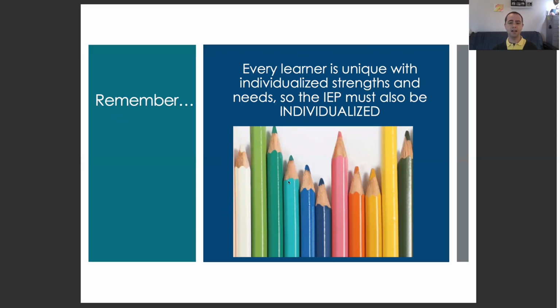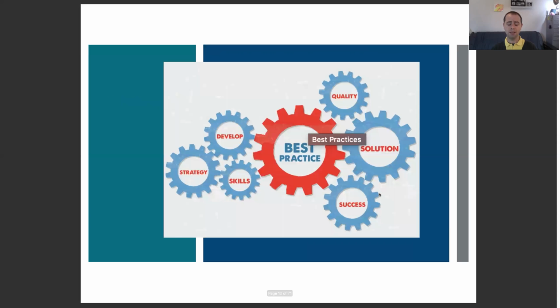I love this graphic here that talks about all the different colors of the rainbows because we're all different, we're all unique, and that goes the same with our students. So those cookie cutter IEPs, we certainly do not want to have those. We may have some cookie cutter statements in each student's IEPs, but we have to remember that every IEP should be individualized.